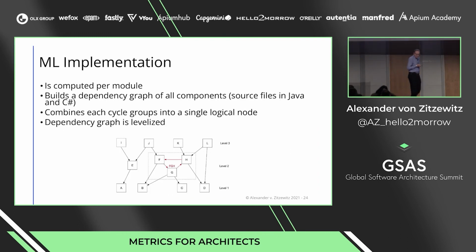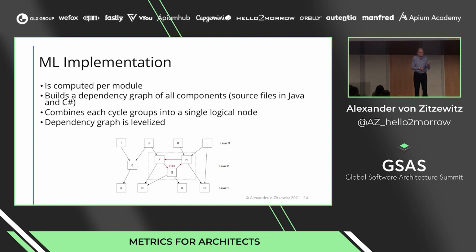And how do we compute this? I'll just give you a simplified version of it. This is computed per module. A system usually has more than one module, so we compute it for each module. For each module, we create a dependency graph for all the Java files or C# files or whatever language we're using in that module. And then first of all, we isolate cycle groups. If you have cycle groups in that graph, we condense the cycle groups into one single logical node. For example, here we have a cycle between F, G, and H. So we create one logical node called FGH out of it.